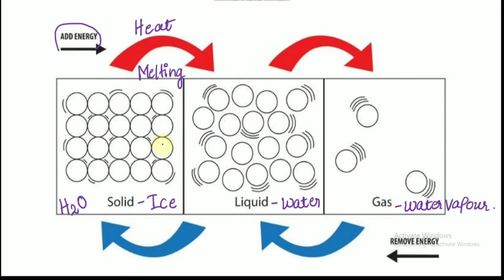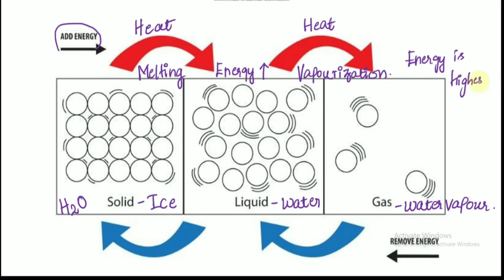Okay, so I have water now. In the liquid state you can see the vibration is a little more and the energy has also increased. Now again I'm going to heat this. When I heat it, it gets converted to the next state, that is the gaseous state. From liquid to gas is called vaporization. In the gaseous state, as you can see, it has attained its highest energy. The molecules are very free, moving very randomly, and the vibration is also more.